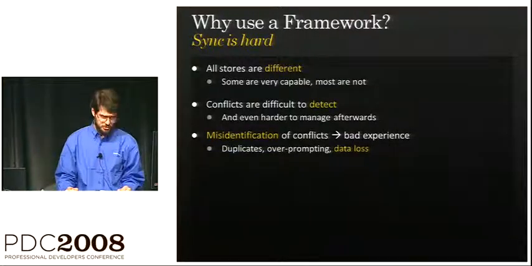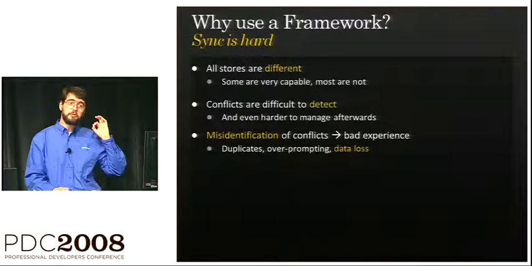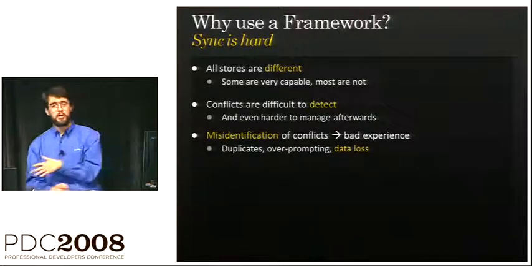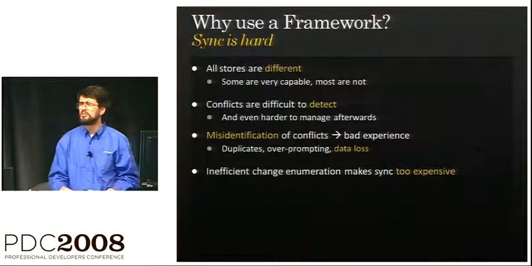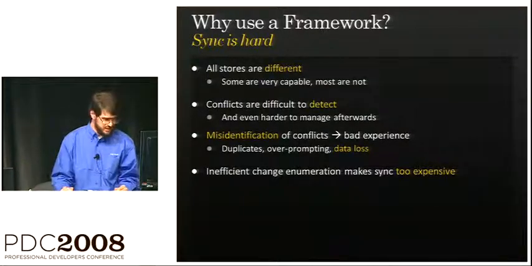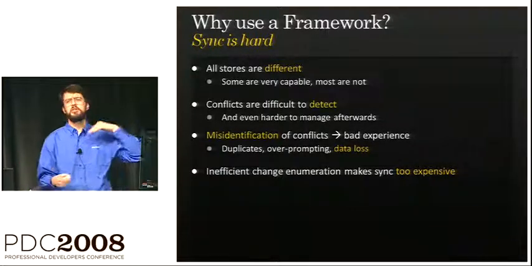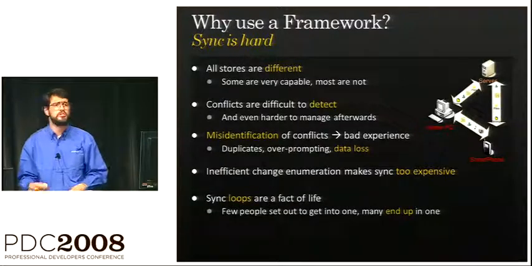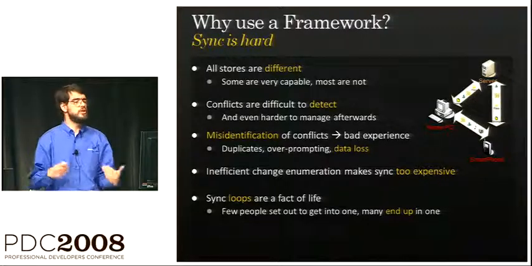Conflicts are a bane of synchronization solutions. They're difficult to detect, they're difficult to handle after they are detected, and yet everybody complains very loudly when they're not handled correctly. That leads to either bad user experiences or even, in some cases, data loss. Change enumeration is rarely supported by stores, or at least good change enumeration rarely is. And that makes a lot of sync solutions too expensive, in that data keeps being sent between stores even though it doesn't change.